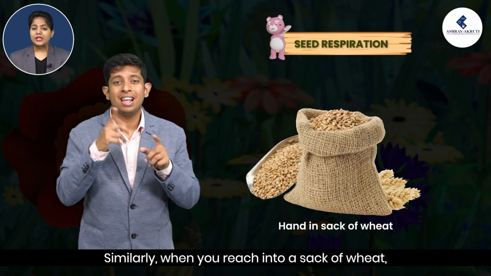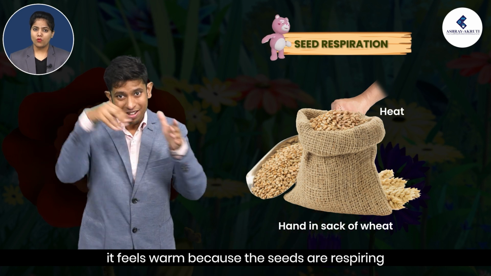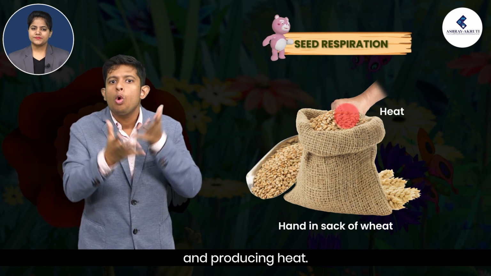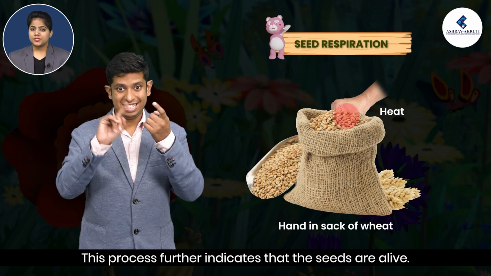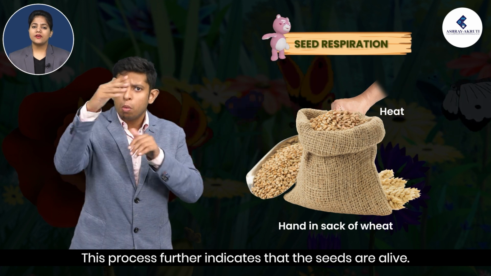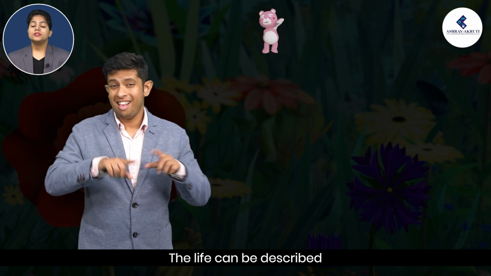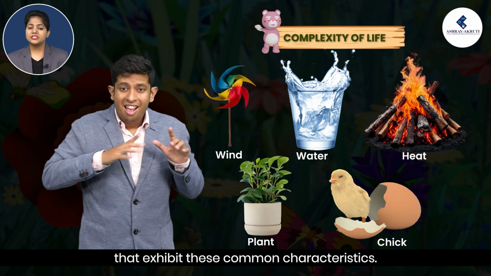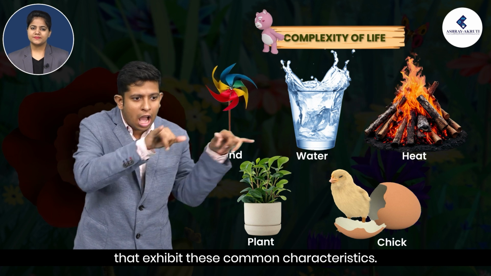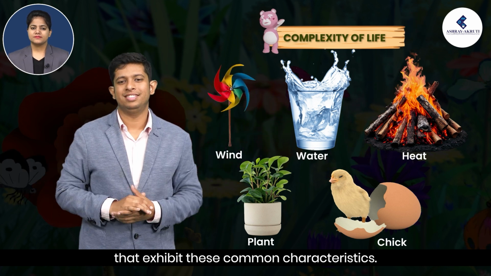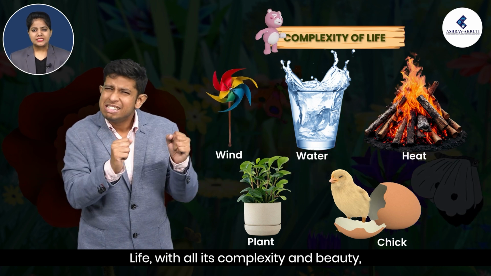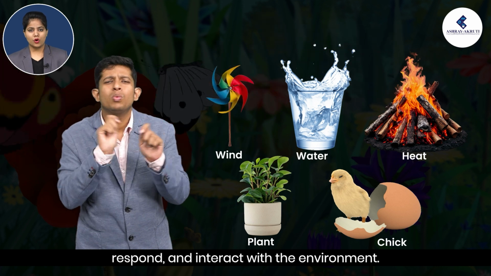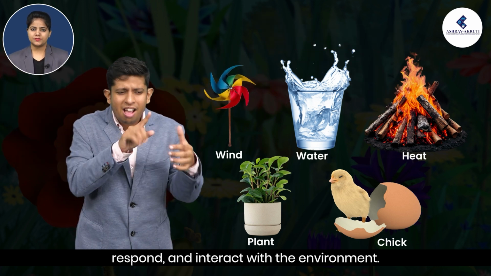Similarly, when you reach into a sack of wheat, it feels warm because the seeds are respiring and producing heat. This process further indicates that the seeds are alive. Life can be described as the diverse range of living beings that exhibit these common characteristics. Life, with all its complexity and beauty, is defined by its ability to grow, respond, and interact with the environment.